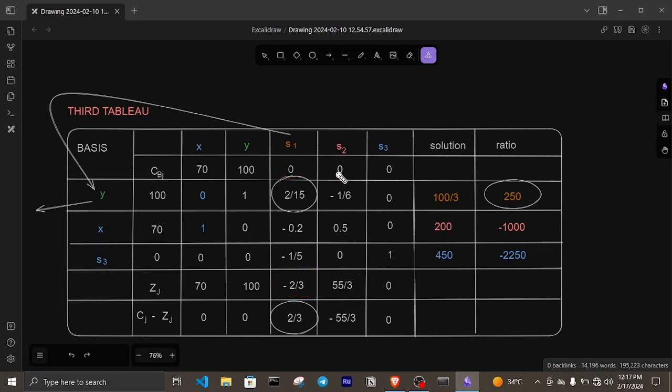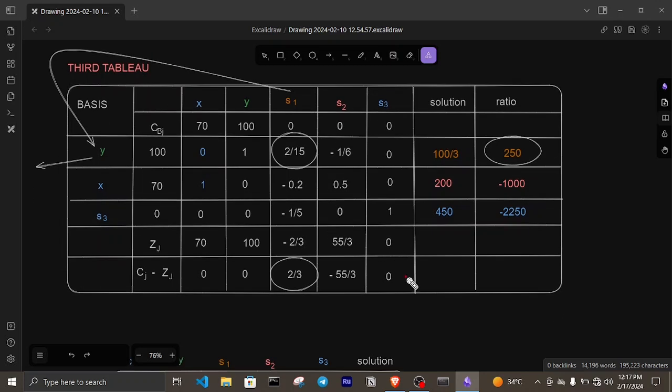Alright, now when you are done and you look at the net evaluation row, remember our goal is to ensure that all the values on the net evaluation row are either 0 or a negative value. But you can see that on the S1 column, in the net evaluation row, we have the value 2 on 3. Now 2 on 3 is a positive value, right? That means we have to take it away from the net evaluation row. So we are going to make this S1 here our key column.